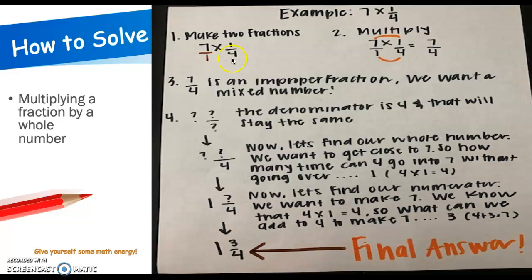Everything's looking good so far. So we have our number. We have 7 times 1, which is 7, and 1 times 4, which is 4. That is absolutely correct. The answer is 7/4, but that's an improper fraction.